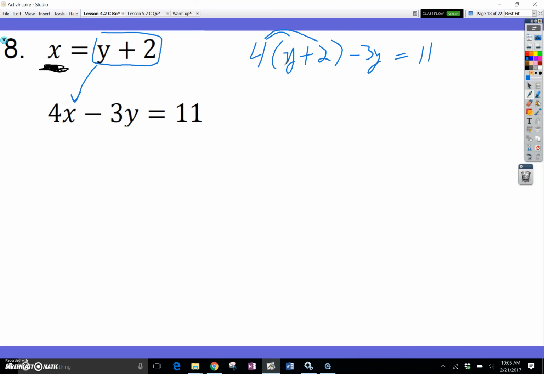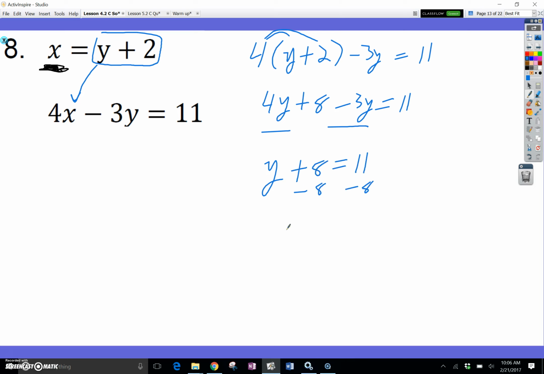When I distribute, this would give me 4y plus 8 minus 3y equals 11. Combine like terms to get y plus 8 equals 11. And I would minus 8 on both sides to get y equals 3. Now that you know what y equals, I would go back and just plug it into the top equation.